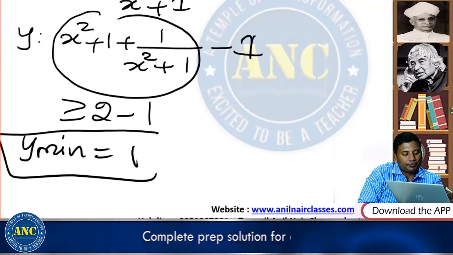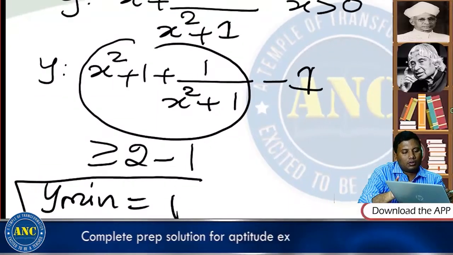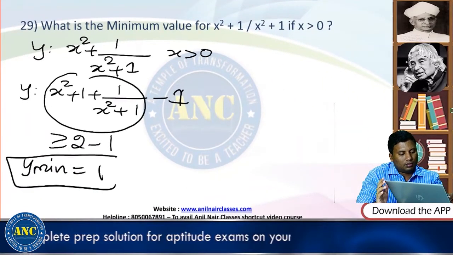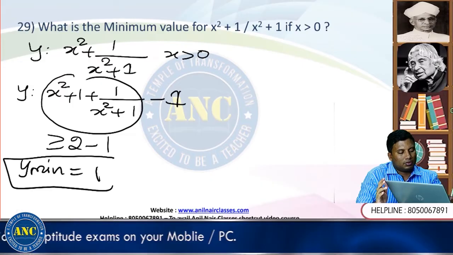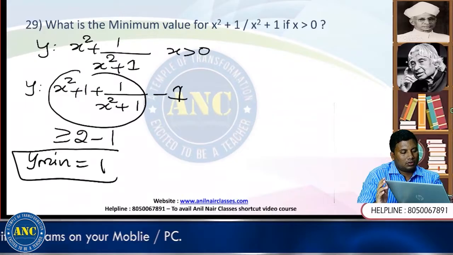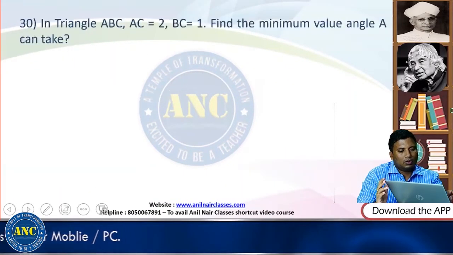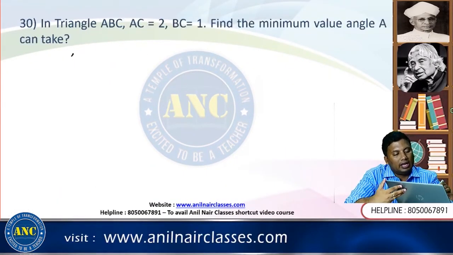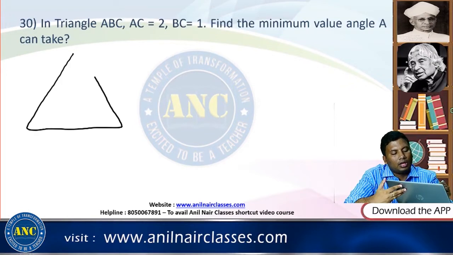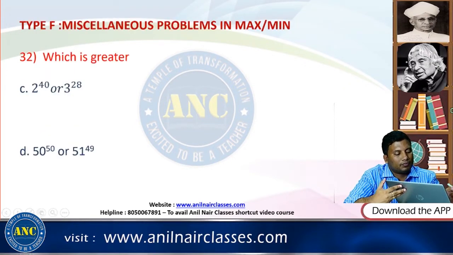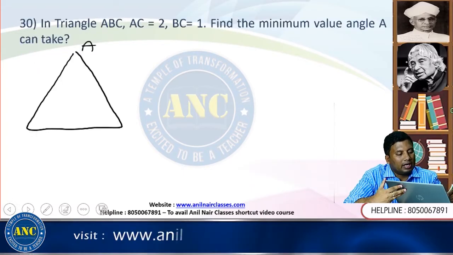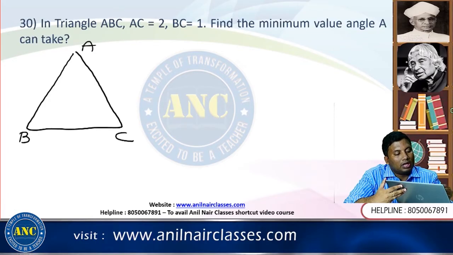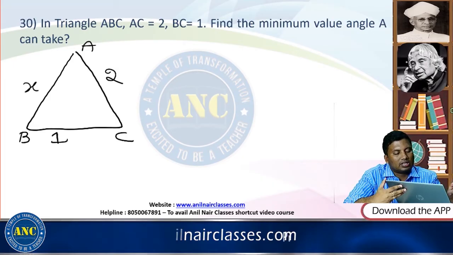Thirtieth question. Another beautiful question. In triangle ABC, AC is equal to 2, BC is equal to 1. The side x we don't know.